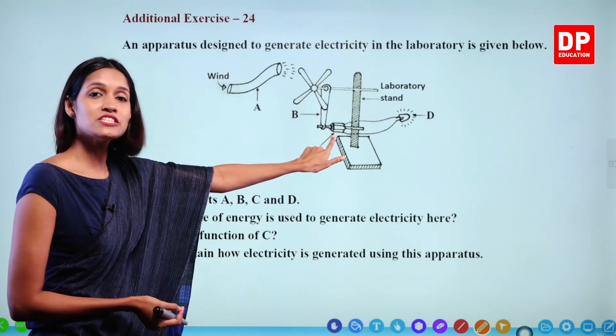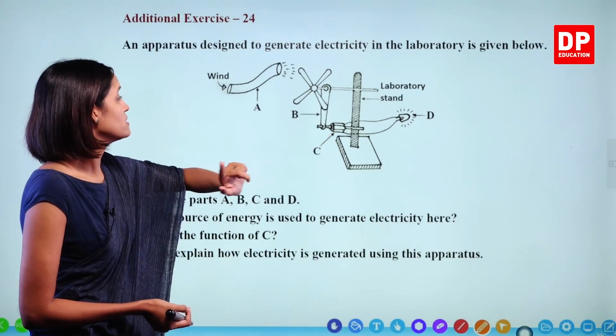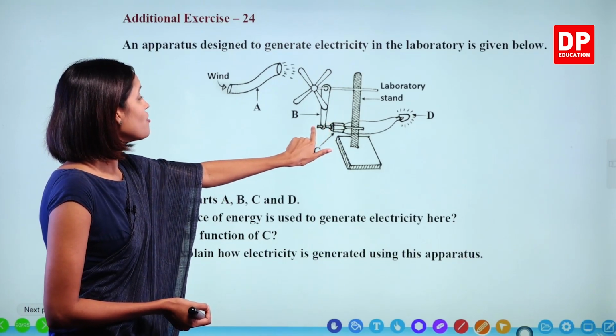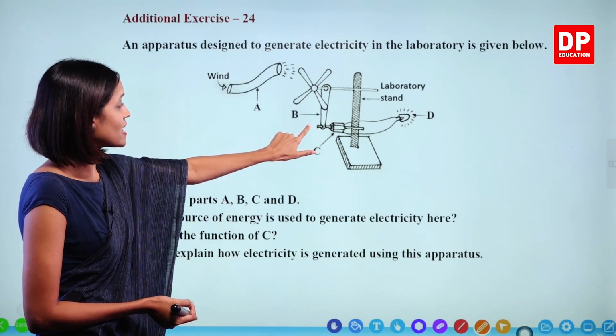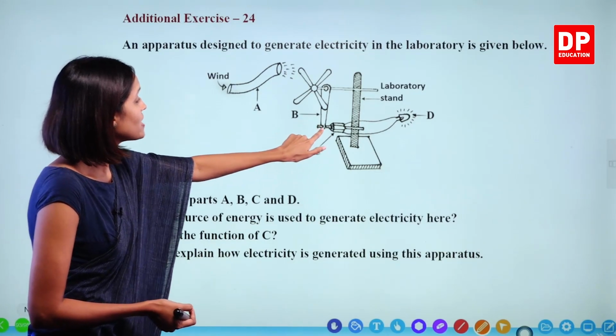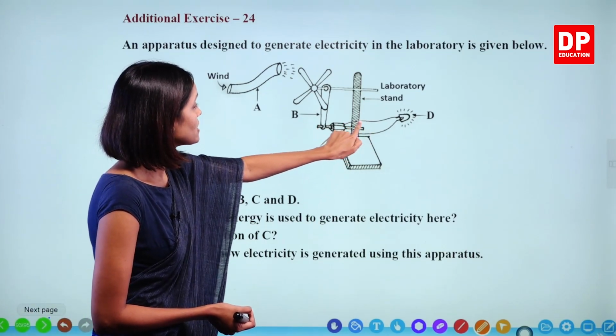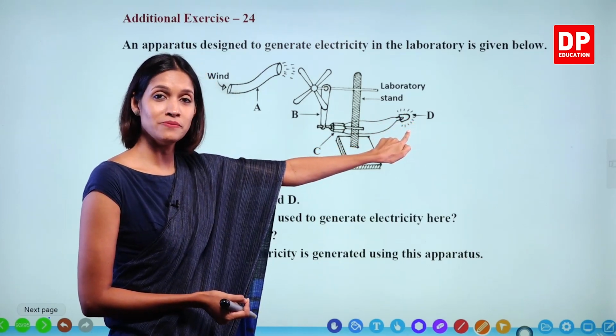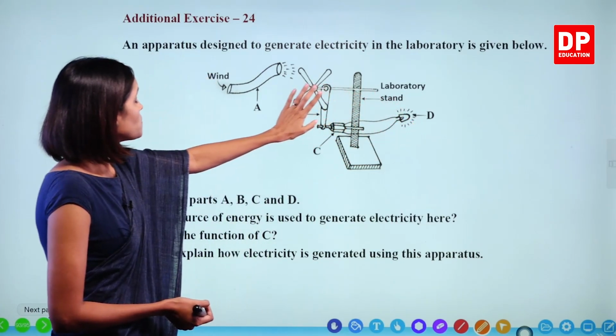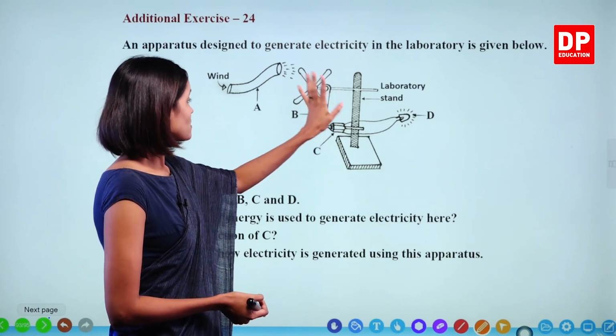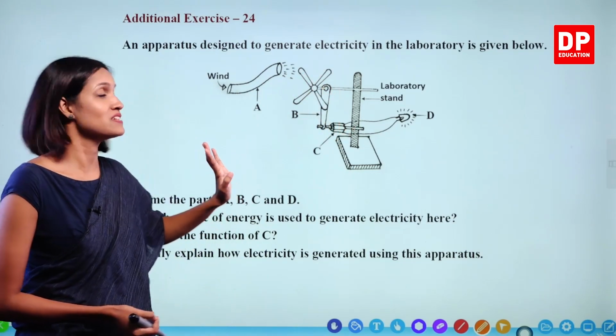And what is this C, children? This is a small motor. And this is the axle of the small motor. And you all can see the terminal of the small motor is connected to a bulb, right? So, how does this apparatus generate electricity, children?